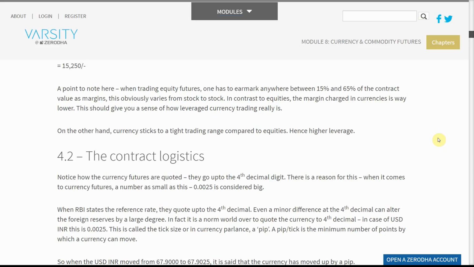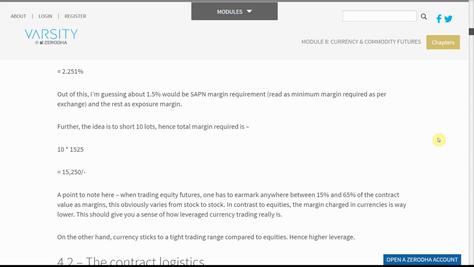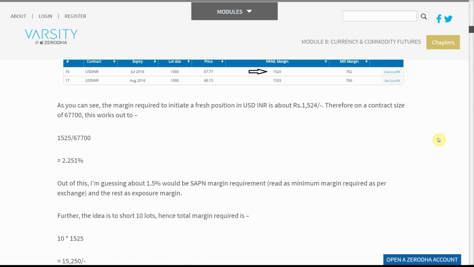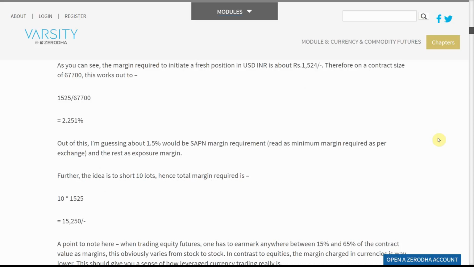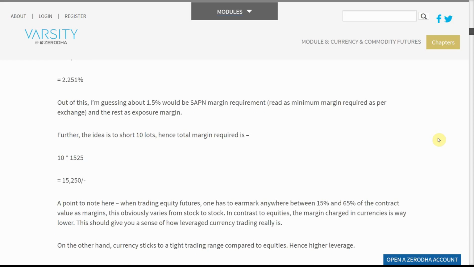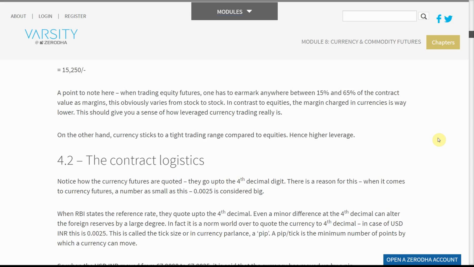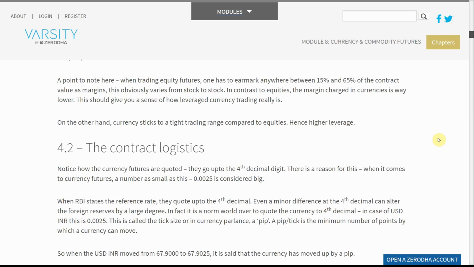On the other hand, currency sticks to a tight trading range compared to equities. Hence higher leverage. 4.2 The contract logistics. Notice how the currency futures are quoted. They go up to the fourth decimal digit. There is a reason for this when it comes to currency futures.